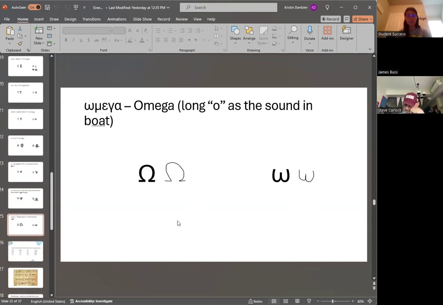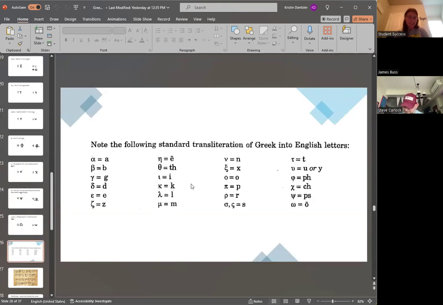And lastly, James goes hooray, Steve goes hooray, omega. That's the long O sound. Omega is a horseshoe for the uppercase letter, and the lowercase is a W. And that is the alphabet. I didn't have this slide last time. This kind of gives you the transliteration, the equivalents for our English letters. I just sent out the email to everyone. Hopefully everyone got it of this PowerPoint so you can go and look at this later.